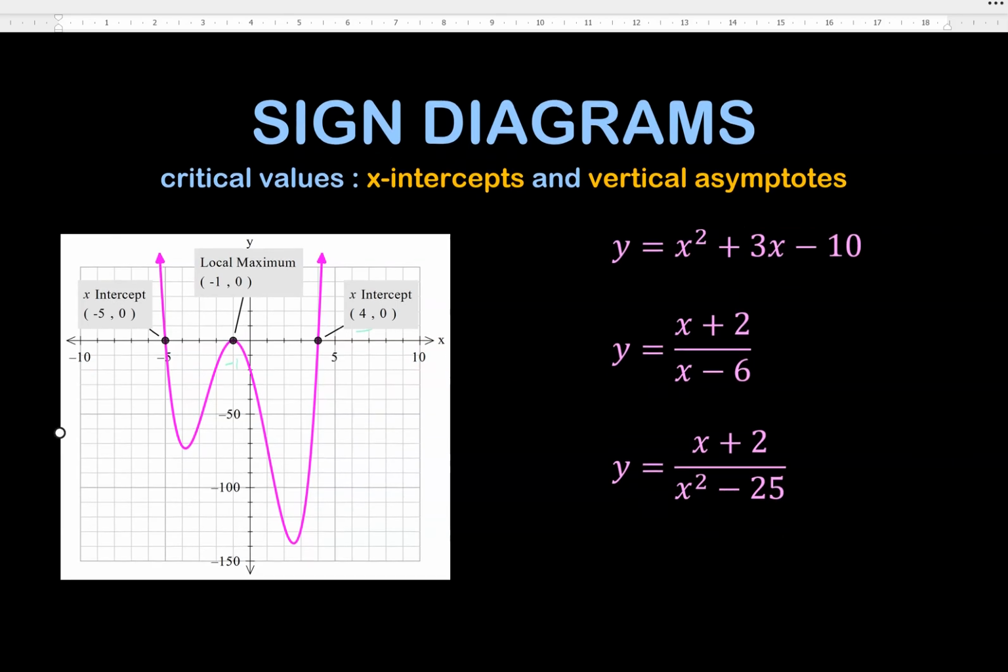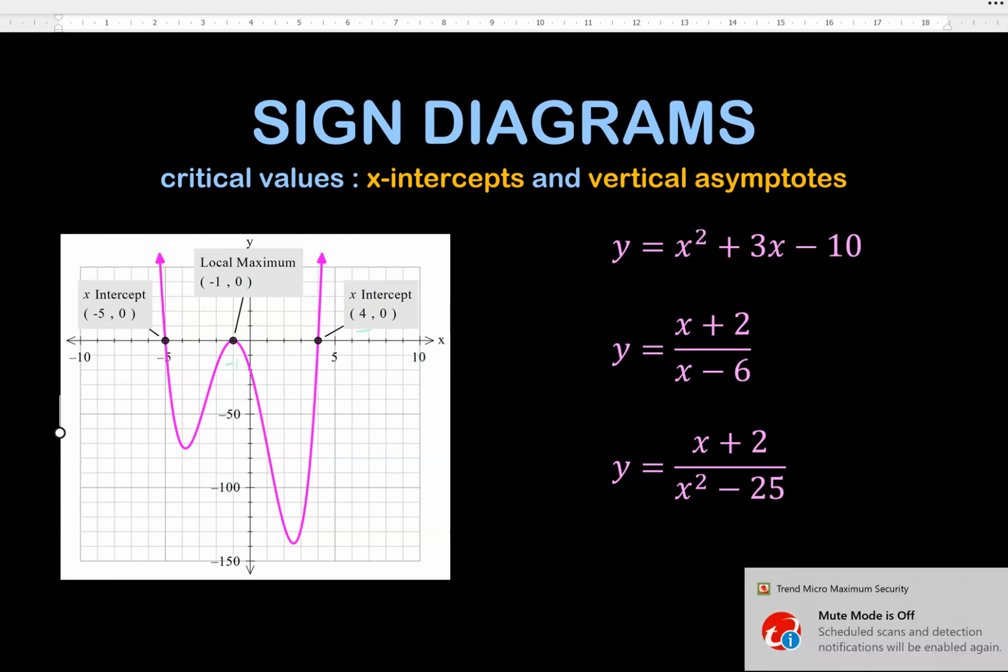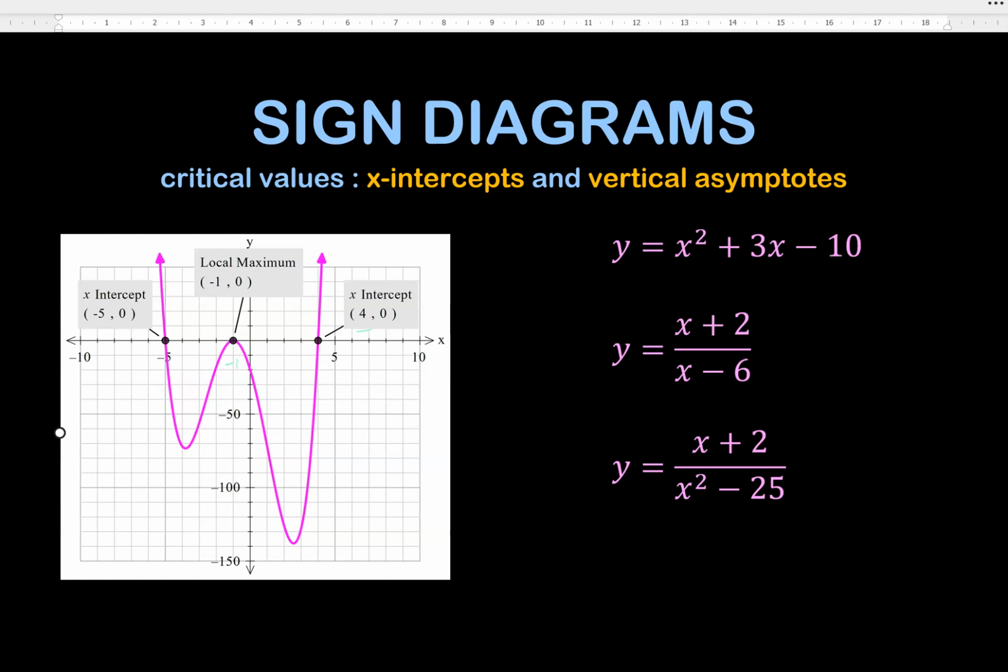Alrighty, let's have a look at sign diagrams. They're pretty helpful when you have an equation and you want to sketch the graph. It'll help you know when it's above or below the x-axis. Now, the two things that need to go on a sign diagram are any and all x-intercepts and vertical asymptotes. That's pretty important.